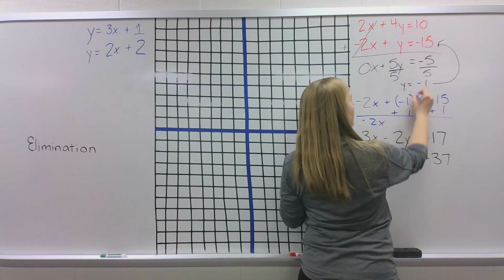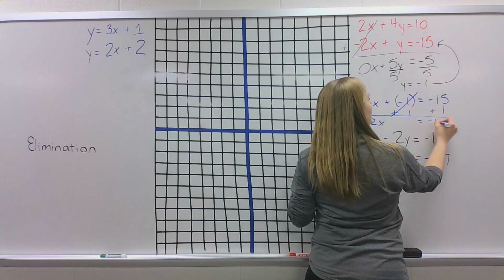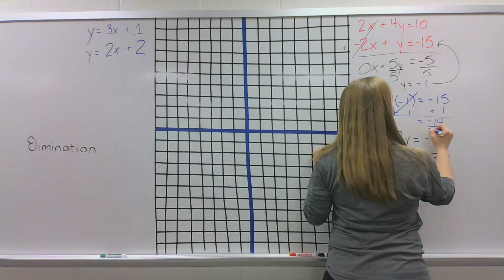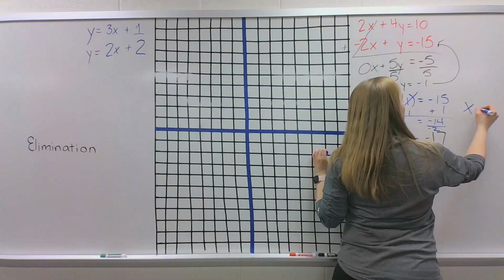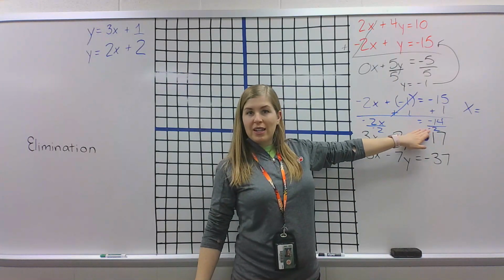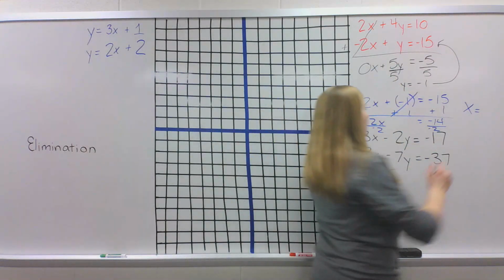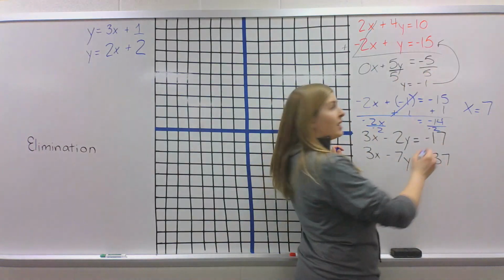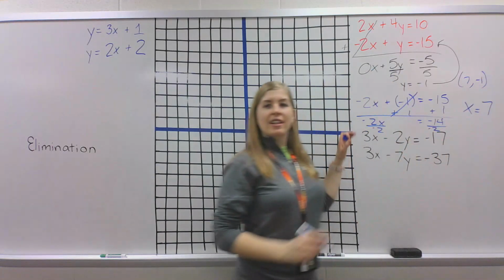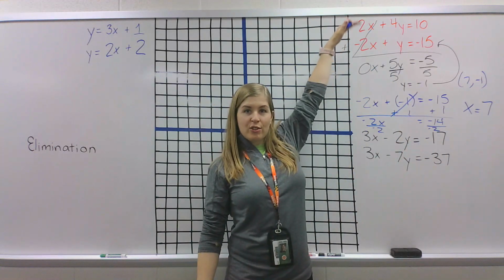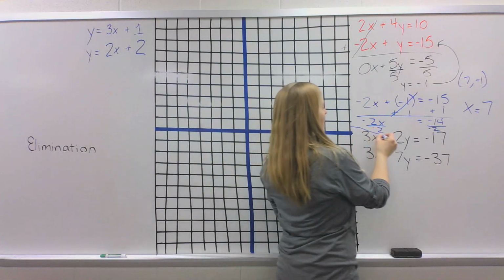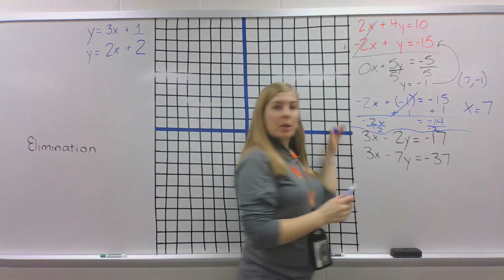Negative 2x is negative 14. I'm going to divide by 2. And I've run out of room, but x equals negative 14 divided by negative 2. Negative divided by negative is a positive. So our final answer will be 7, negative 1. 7, negative 1 is our solution to this system. That's the ordered pair.